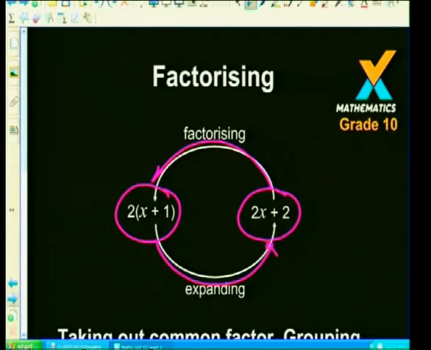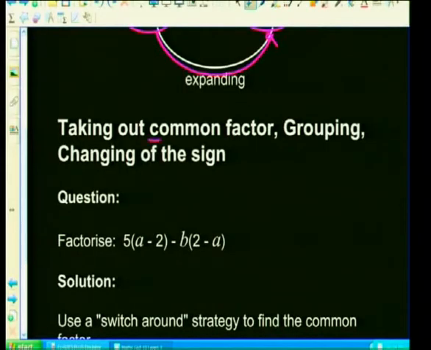Now, where does this actually help us? Well, once you've factorized something, you could just do a quick expansion and see that you land up with what you started. It's a double check. Make sure you get the right answers. A couple of different kinds of factorization. We're going to go through all of them in detail. Here we go. The first one, taking out a common factor. We'll touch on grouping and also changing the sign.